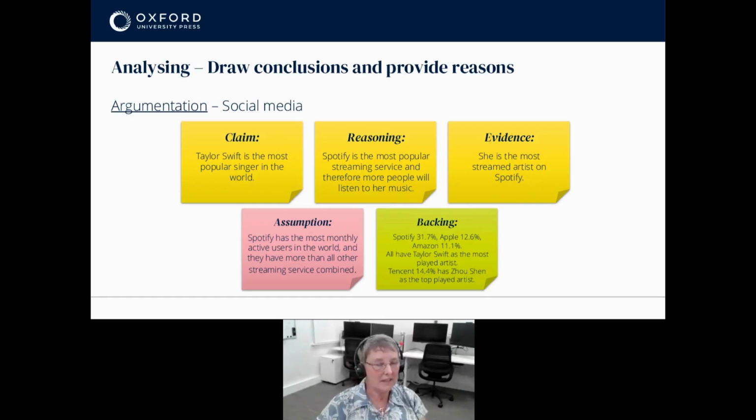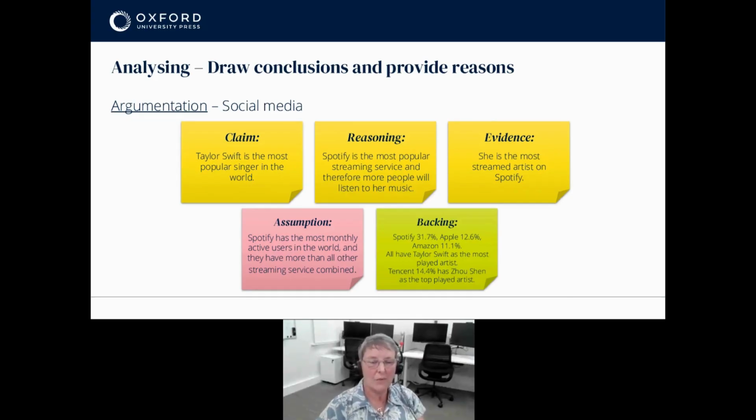Now, for year 7 and year 8, you can just stop at this level. But as students become more capable, you can point out the assumption. So the assumption that they have is that Spotify has the most monthly active users in the world, and they have more than all the other streaming services combined. That's the assumption they have, because students know Spotify, and therefore they assume that it's the only one or that it's the most popular one.